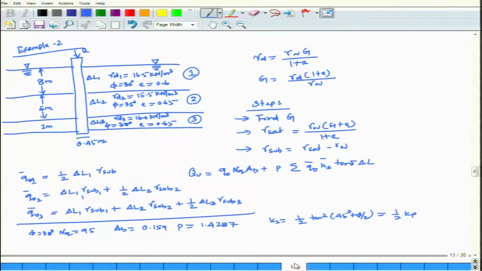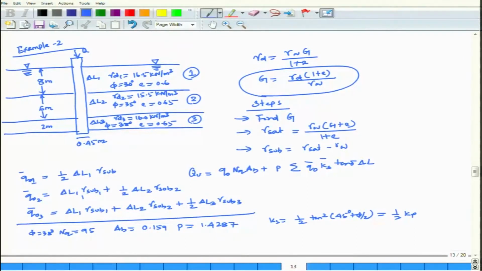What are the parameters that have been given? Dry density has been given, phi has been given 30 degree, then E has been given. So what is missing? Water table is at the ground surface. That means you need to have your gamma saturated unit weight. To get gamma saturated unit weight, you have to calculate your specific gravity G. So gamma D is equal to gamma W G by 1 plus E. So from there you can calculate G. Then once you calculate the G, gamma saturated is equal to gamma W into (G plus E) by 1 plus E. Then gamma submerged is equal to gamma saturated minus gamma W.